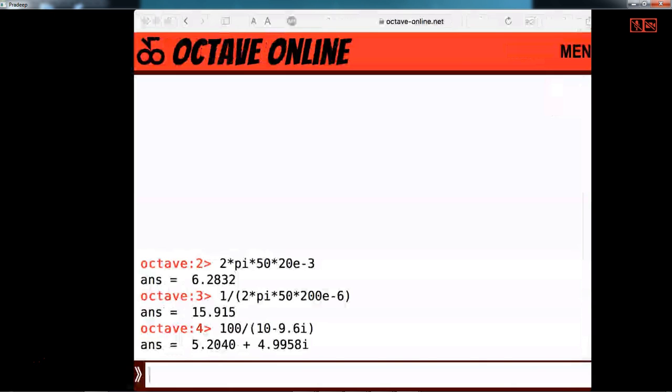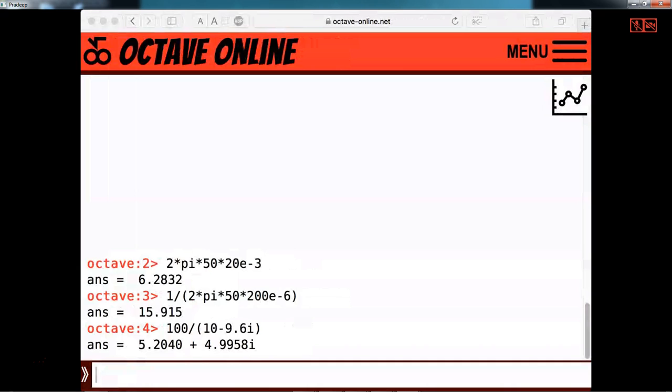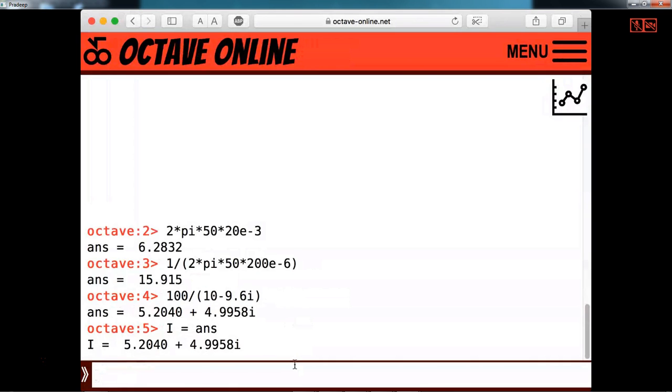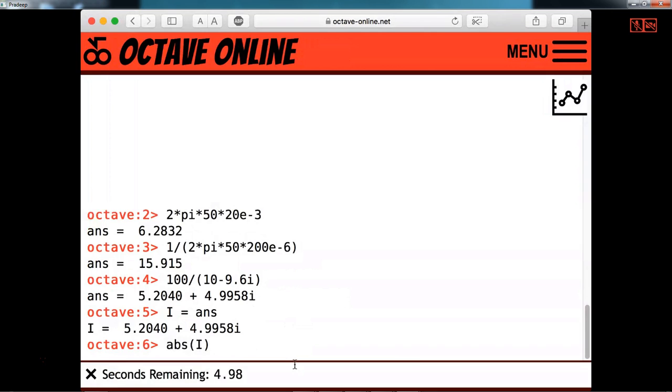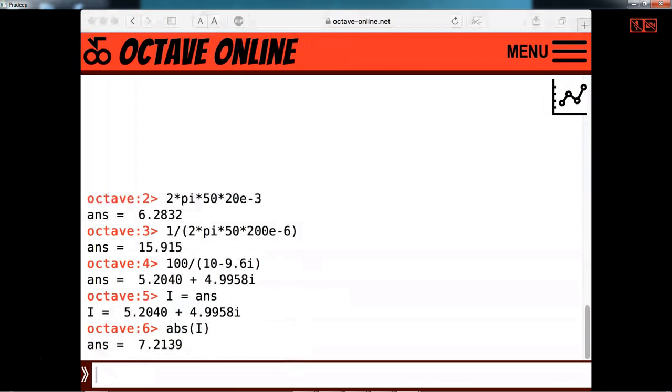Okay, so this answer I'm storing in the quantity called capital I. So I'm getting capital I value like this. Then I'm now interested in the absolute value of I. So that is 7.2139, what you are able to see on the screen. If I write the absolute value of I, it calculates the value.